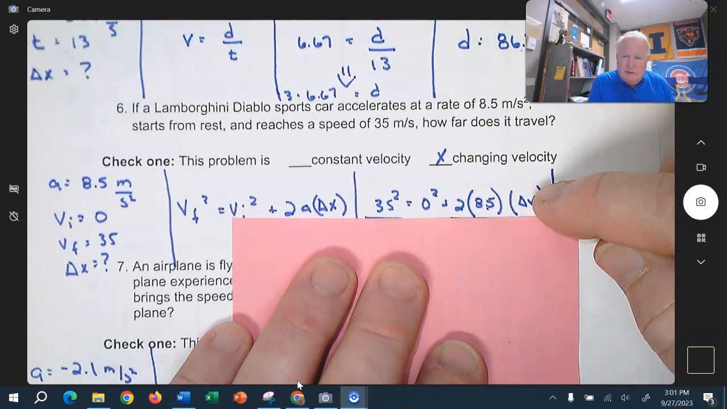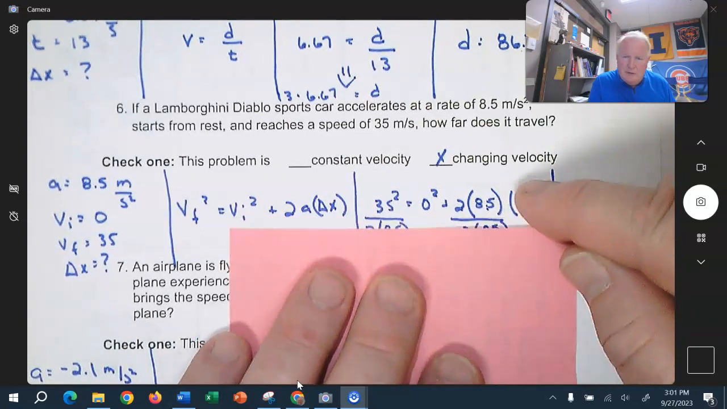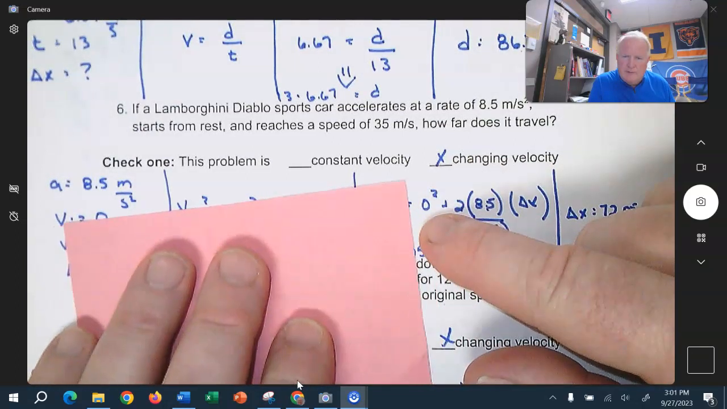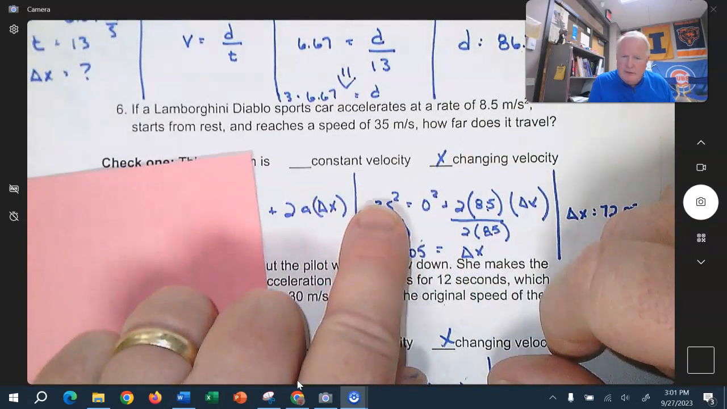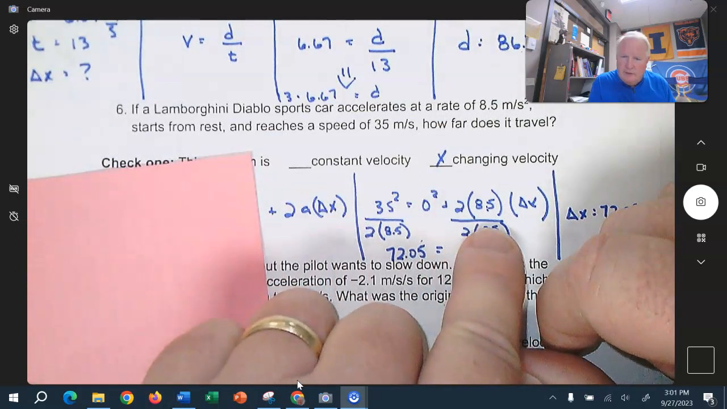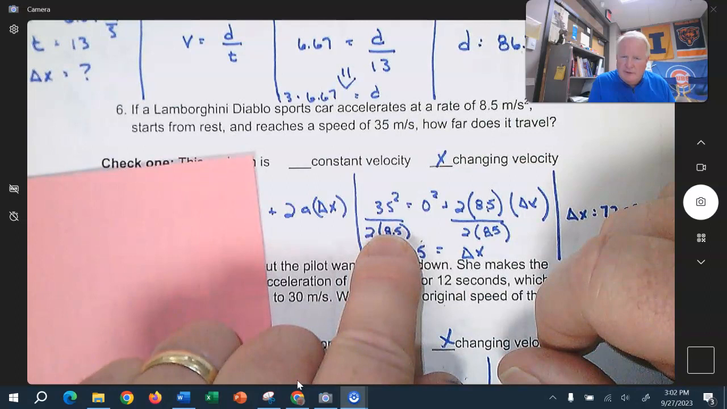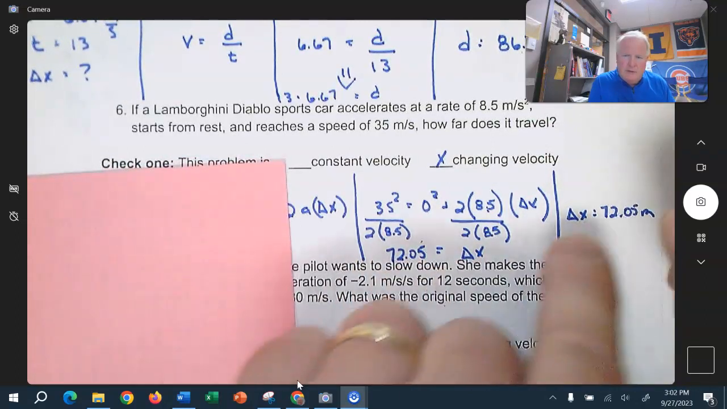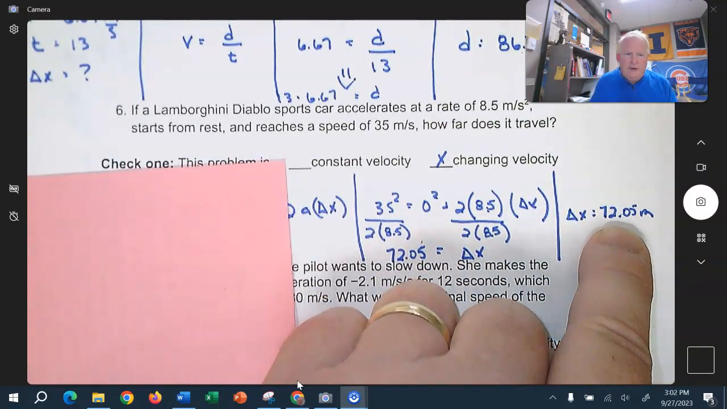To get delta x by itself, I've got to get rid of the 2 and the 8.5, so all I'm going to do is divide by that. The 0 squared is going to drop out, and so I'm going to get delta x by itself on this side. When I look at the left side, I've got 35 squared. Whatever I've done to one side, I have to do to the other side, so I divide by 2 times 8.5 on this side, and I'm going to get this number right here. And so my delta x here is 72.05.